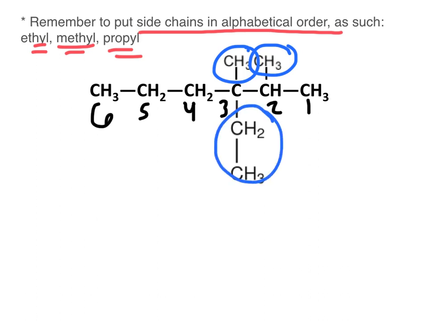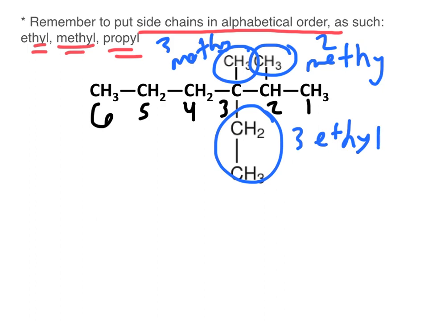So now I have to name these guys, alright? So this is a methyl group at carbon 2, this is a methyl group at carbon 3, this is an ethyl group at carbon 3. So by priority rules, I have to put them in alphabetical order. So it's not based on the number, it's based on the side chain. So 3-ethyl gets priority. Why? Ethyl comes before methyl alphabetically.